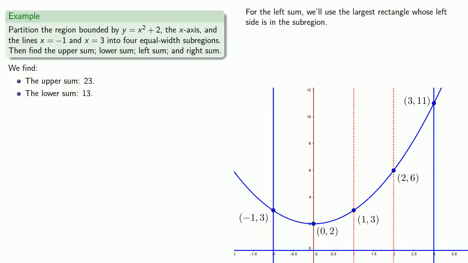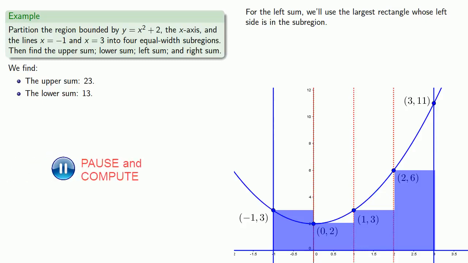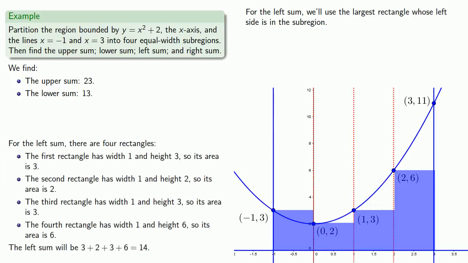For the left sum, we'll use the largest rectangle whose left side is in the subregion. And so one way to do this is to go to the left side of the subregion and then expand from the left side to get our rectangle. So we might do that like this: the other left side. And now we have a bunch of rectangles whose areas we can calculate and add together to form the left sum.